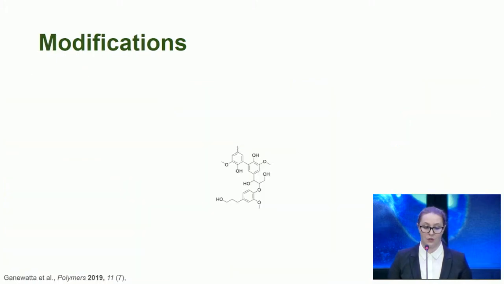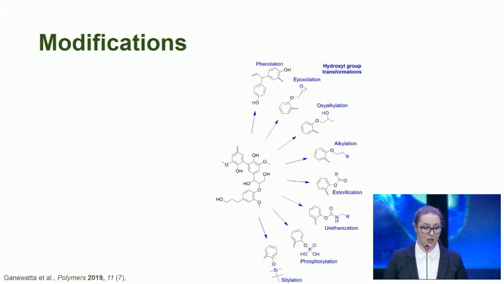And speaking of using lignin, quite often you have to modify its structure in order to apply it in certain applications. And there are a couple of different ways you can approach this. You can modify its phenolic OH, like presented on the slide above. And in my research, I put a lot of effort in two of these modifications. I alkylated lignin and I esterified it.